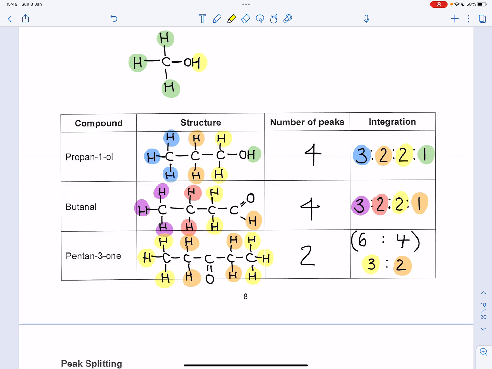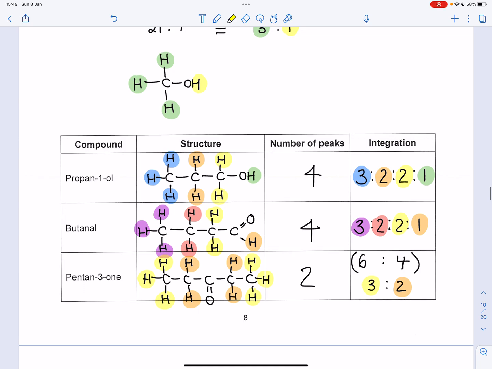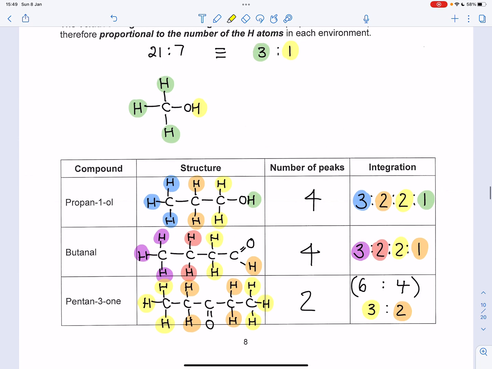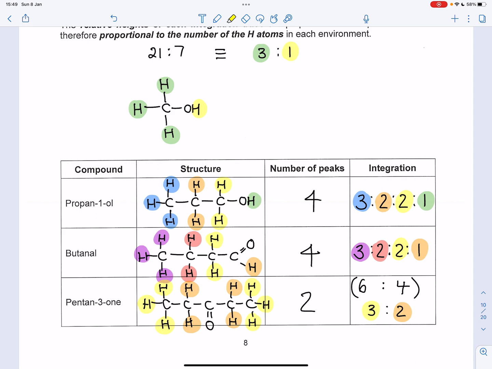So the final factor is this thing called peak splitting. I'm going to take that in a separate video because it takes a little bit of explaining. So far we've said, similar to our other type of NMR, we're going to have how many different types of hydrogen are there, where are they, and how big will each peak be, and that size is going to represent how many hydrogens are of that type.